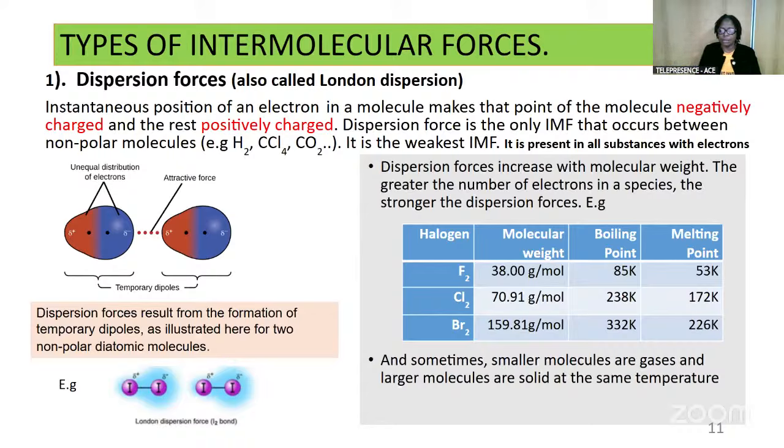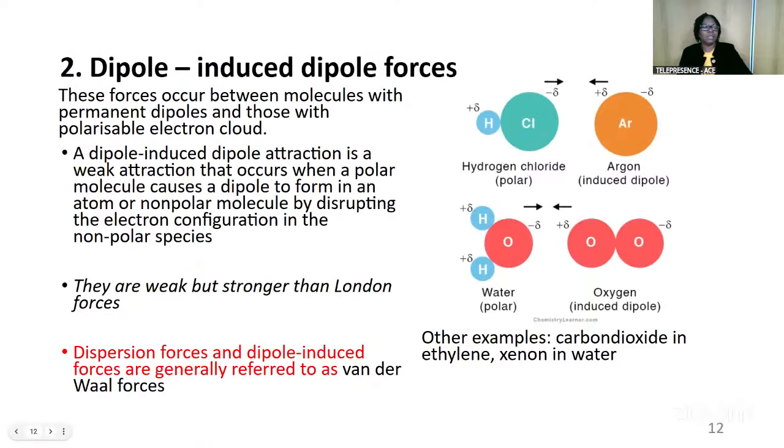And sometimes smaller molecules are gases. So if they are so small, it means that they are weak. The bond that is holding them together can be so weak, and then they can exist as gases. And larger molecules can be solids. And at the same temperature, considering all of them at the same temperature, you will find that the molar mass will determine their boiling point and their melting point and the state in which they exist.